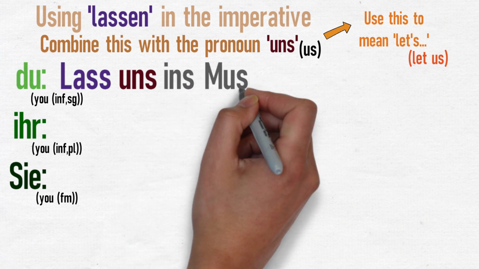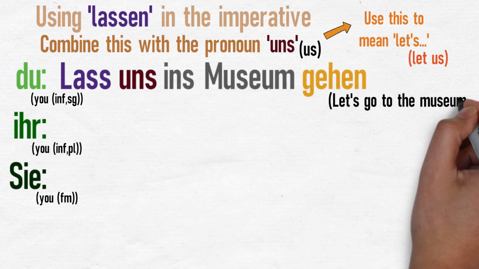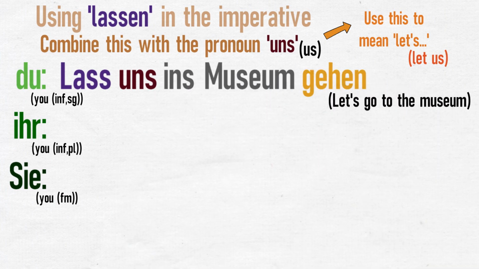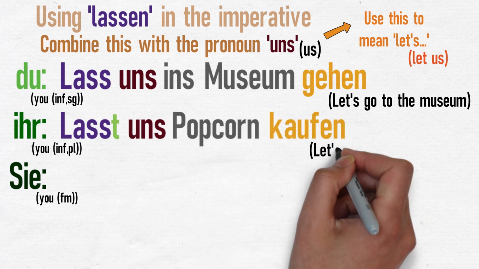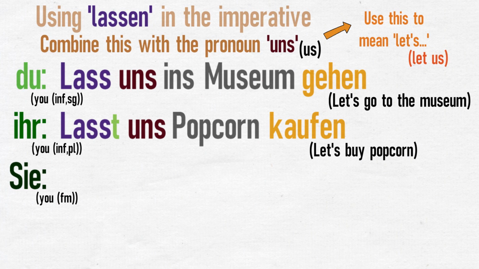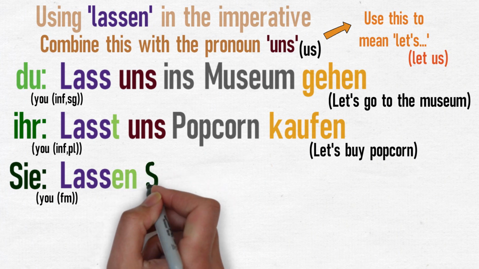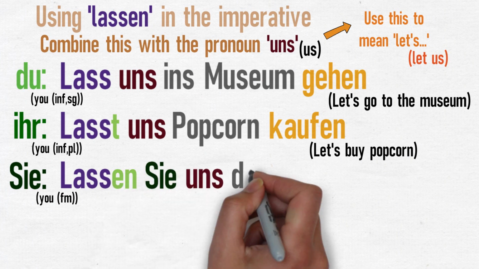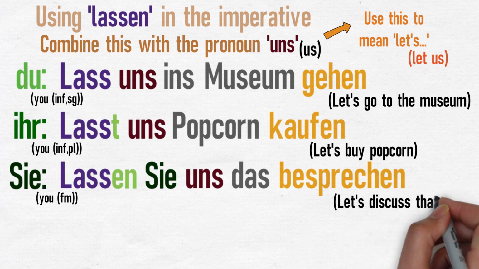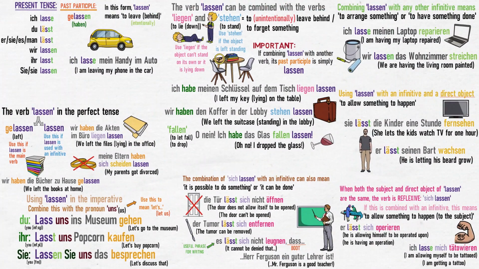For du, the you in the informal singular, we use the stem of the verb lassen, which is lass. Lass uns ins Museum gehen. Let's go to the museum. For ihr, the informal plural form of you, we simply use the ihr form of the verb, lasst. Lasst uns Popcorn kaufen. Let's buy popcorn. For Sie, the formal form of you, we use the infinitive lassen combined with the pronoun Sie. Lassen Sie uns das besprechen. Let's discuss that.